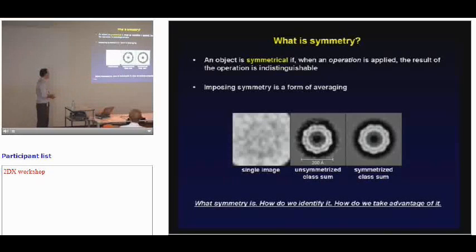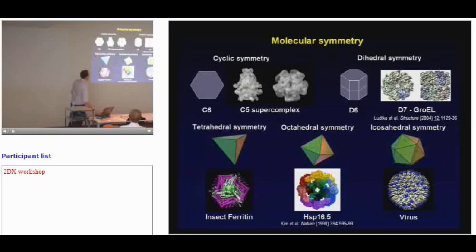So the concepts I want to go over today are what is symmetry, how do we identify it, and how do we take advantage of it in electron crystallographic image processing. So before I get to crystallographic symmetry, I'll mention very briefly molecular symmetry. Those of us that work in single particle analysis or perhaps other structural biology fields will be very familiar with the concept of molecular symmetry, which is very closely related to crystallographic symmetry. Basically, the same symmetry operators apply.